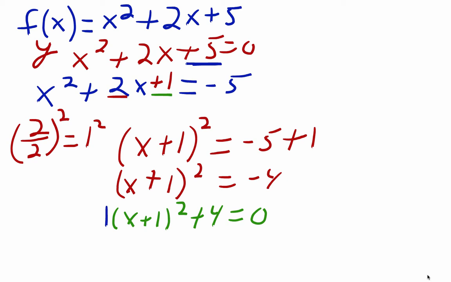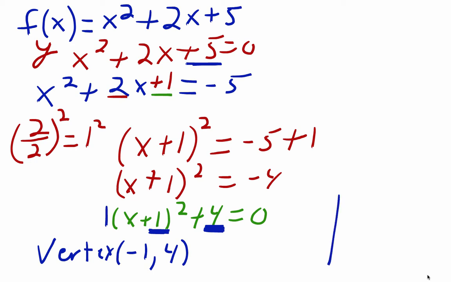So our vertex then is this number here and this number here. Whatever this number is, you're going to write the opposite. Since it's plus 1, you're going to write negative 1. And this number here, which is 4, just stays whatever it is. So if it's minus 4, you put negative 4. If it's positive 4, you just put 4. So that's my vertex.